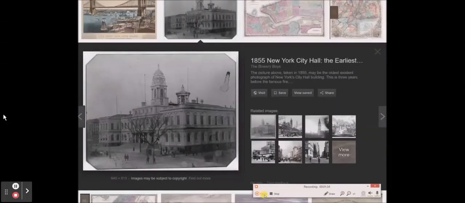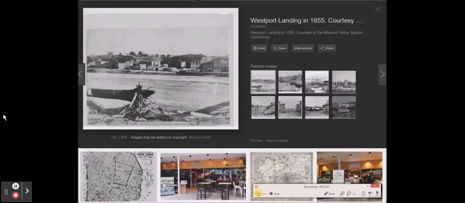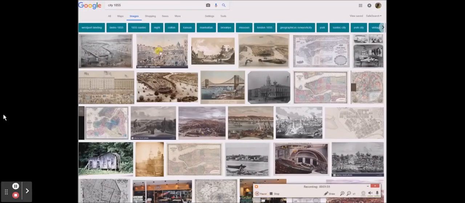There are some earlier images than 1859. Here's one of 1855, supposedly. The picture above, taken in 1855, may be the oldest existent photograph of New York City's Hall building. Here's a picture in Kansas City. My point is that if we go looking for pictures of city images in the year 1855 or earlier, we start getting more hand-drawn depictions of the cities.